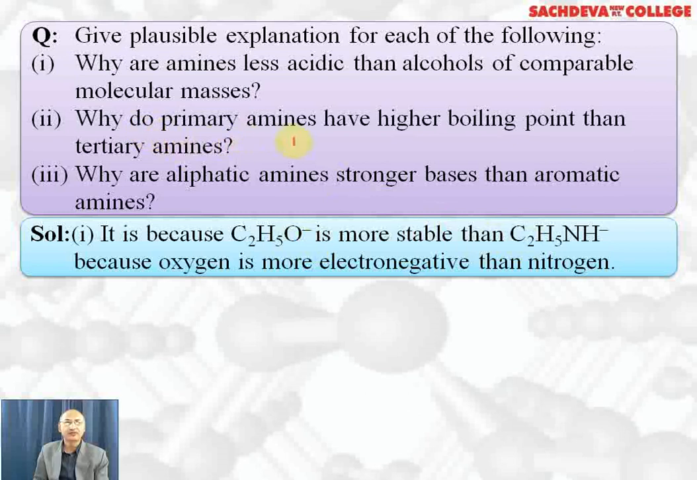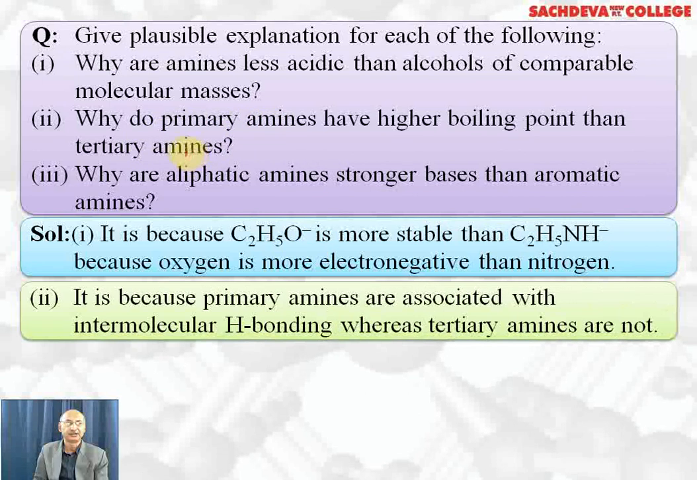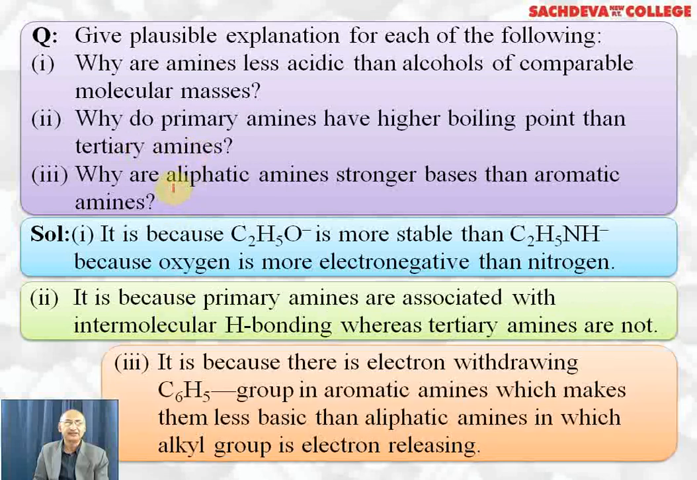Next question, why do primary amines have higher boiling points than tertiary amines? Reason is extent of hydrogen bonding is more in primary amines than tertiary amines. Tertiary amines cannot form hydrogen bonds. Why are aliphatic amines stronger bases than aromatic amines? Because alkyl groups are electron releasing. They increase electron density on nitrogen. In aromatic amines, the phenyl group is electron withdrawing, so it decreases electron density on nitrogen.